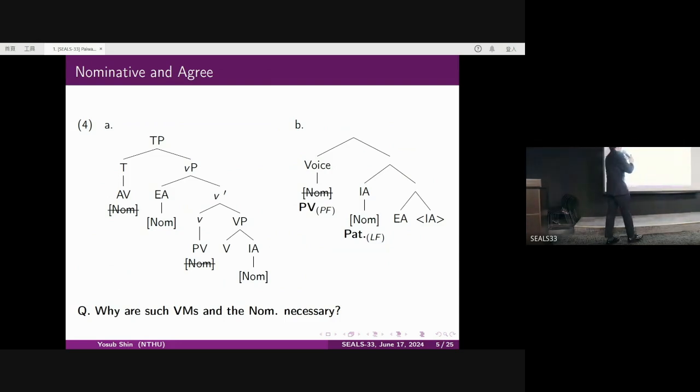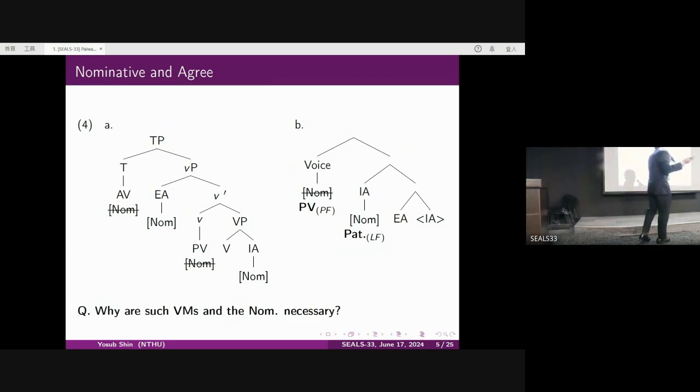For example, let us suppose we have this kind of voice marker. Let us suppose it now has to assign this nominative case to the internal argument. Then this internal argument will have to undergo some kind of movement to this position because of this locality problem. Even though this kind of additional movement is not that welcome in the minimalist program, let us suppose that is possible. Then this internal argument will be assigned this kind of nominative case, so it will be spelled out as the subject of the whole clause.